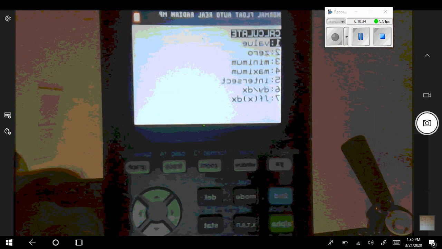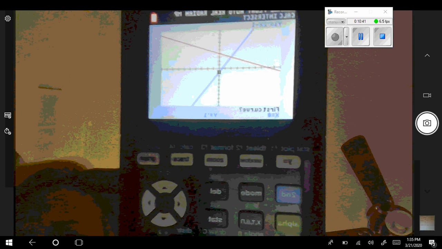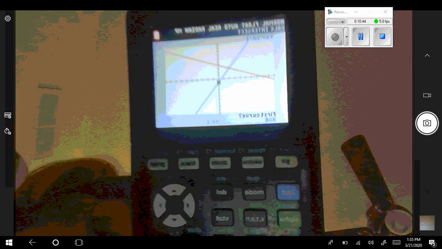But hit the second, this is all backwards for you, the second trace button. We're going to calculate it. And we want the intersection, so number 5. So go down to number 5, or push number 5. And we want the little intersection. So it'll say first curve or first line. I usually scroll closer to it, but it doesn't really matter. So I take my little cursor and then just hit enter.